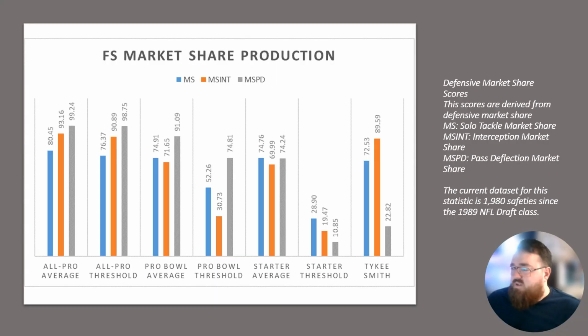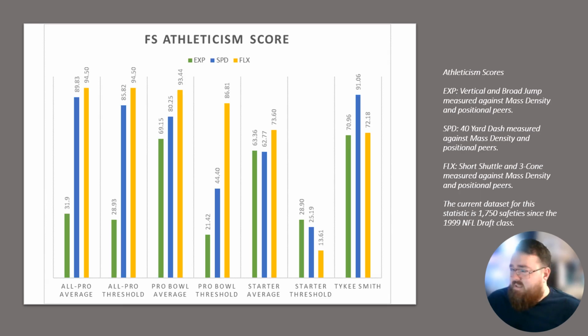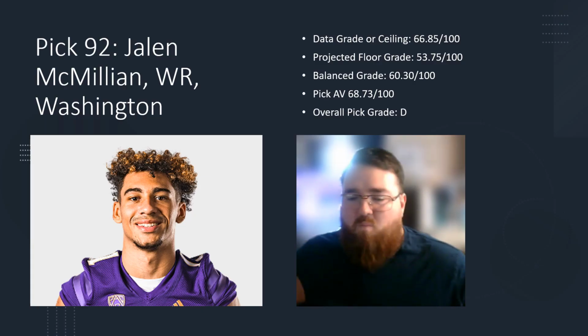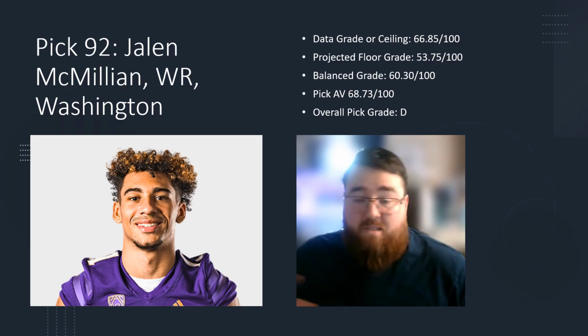Taking a look at his production traits, he had near elite interception data with significantly below average pass deflection data and above average solo tackle data. Looking at athleticism traits, he had near elite speed with above average explosiveness and above average flexibility. And then adjusted production wise, he had about 70 percentile in terms of his adjusted production traits, but not exactly elite in this particular area. So I would kind of see him more as a C grade player based on his overall data.